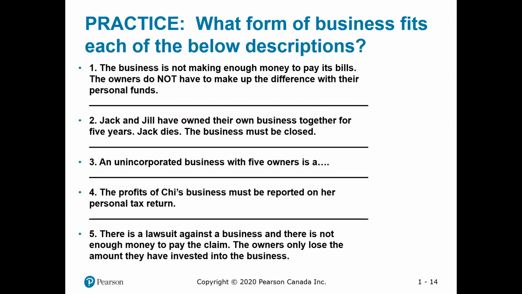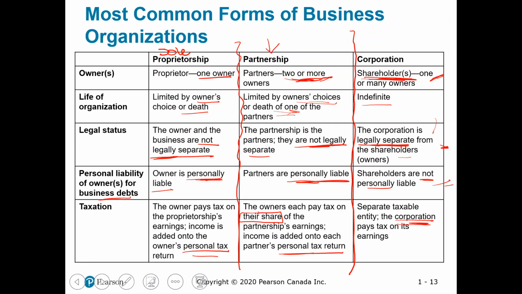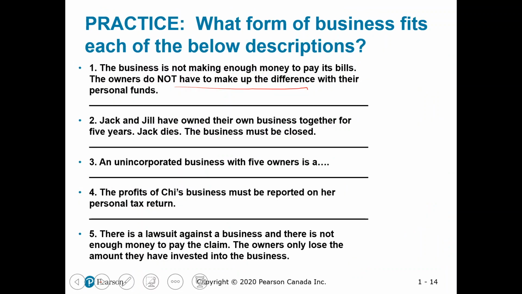Okay, so the first one, the business is not making enough money to pay its bills. The owners do not have to make up the difference with personal funds. So they do not have to make the difference, which means they have no personal liability. If we flip back here, the only time that there's no personal liability is when it's a corporation. So for this first one, the answer is a corporation.